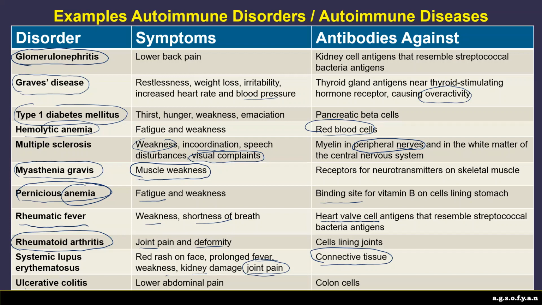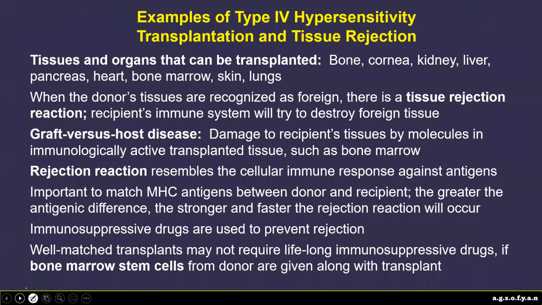The last one over here is ulcerative colitis, which is attacking the colon cells. So the problem will be in the digestive system. The symptom will be lower abdominal pain. So these are some examples of autoimmune diseases that are caused by the IgG overreaction. So this is type 3 hypersensitivity.